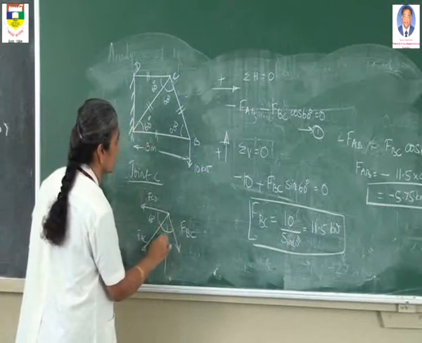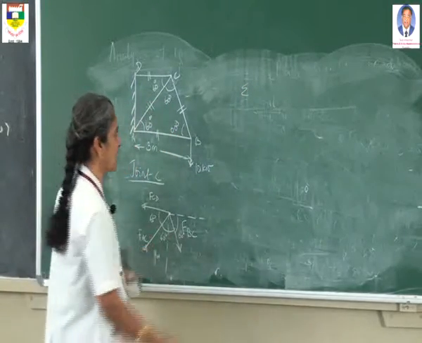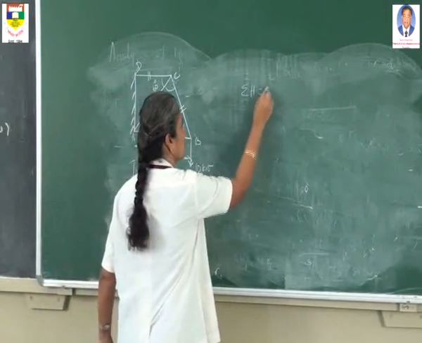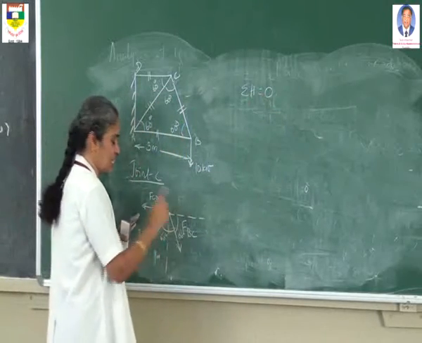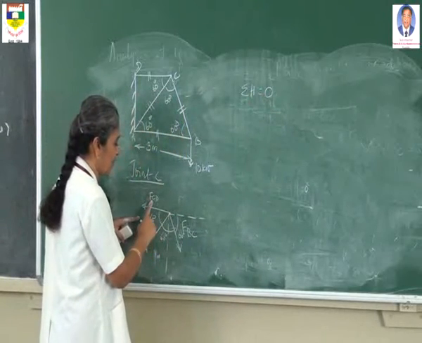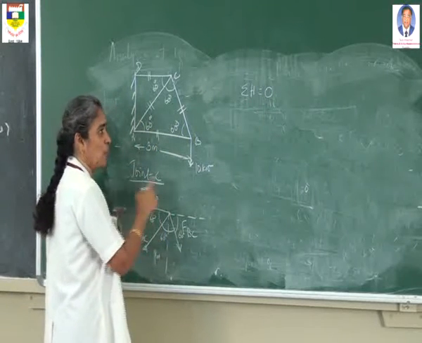This whole angle is 60 degree. Now resolve all the forces in the horizontal direction. Summation of all the forces in the horizontal direction is equal to 0. So add all the forces in the horizontal direction. Here the first force FCD, which is horizontal direction, this is in the opposite direction.